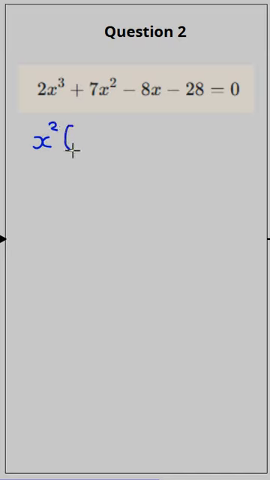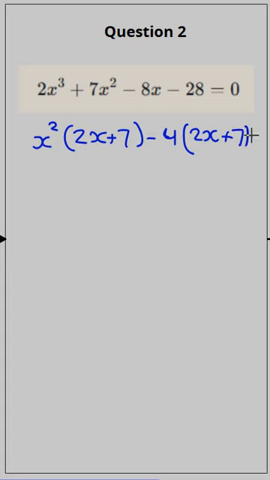So what will be left there? Here just 2 and x will be left. And from here, if you factor out x squared, just 7 will be left there. Similarly, from here you will factor out minus 4, because 8 is not a common factor between 8 and 28. The common factor is 4. So it will become here 2x plus 7, because 4 times 2 is 8 and 4 times 7 is 28, equals 0.